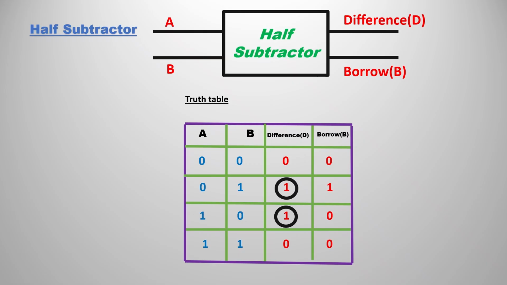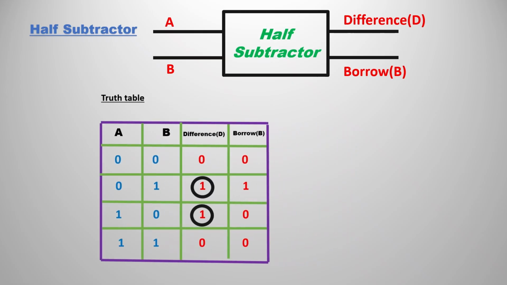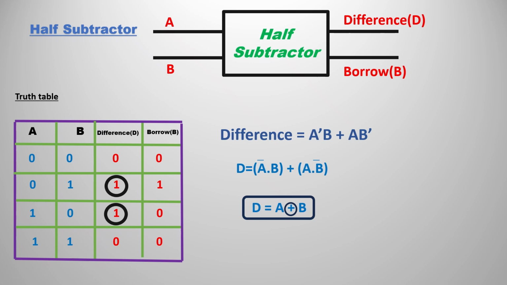We have minterms in the places of m1 and m2. According to that we write in the SOP form. So the difference equation is a bar b plus a b bar. That is the equation of the XOR output, so we can simply represent that D equals a XOR b.